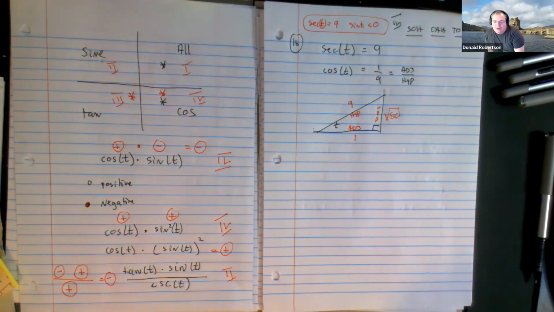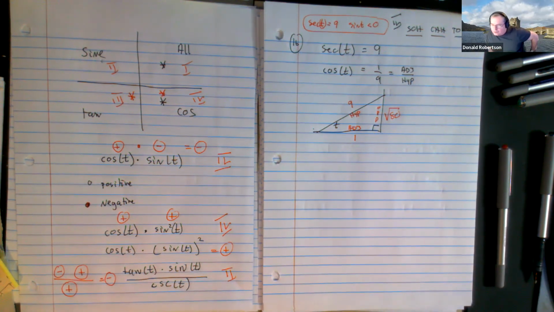Now, from that triangle, can't you get all 6 ratios? And because you now know that it's in the 4th quadrant, can you also figure out when it's plus and when it's minus? And boom, you're done. So say your last name. And I think we learned some cool stuff today, didn't we?